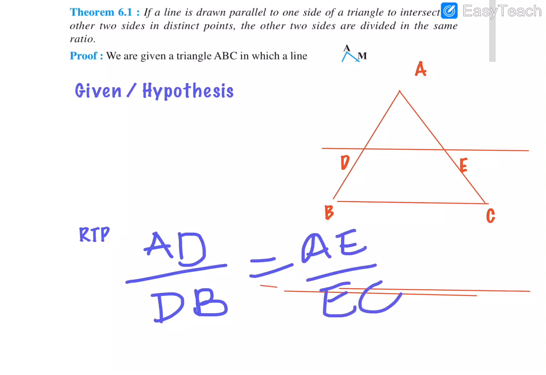For any theorem, this is the first part we will do. What is given, we will convert into a clear-cut picture, and then state what we will prove. Now we know our target. Our target is to prove AD by DB is equal to AE by EC. So let's go and prove.